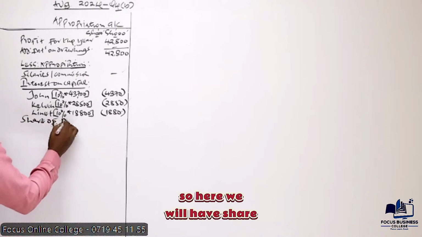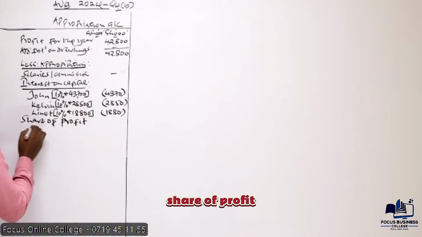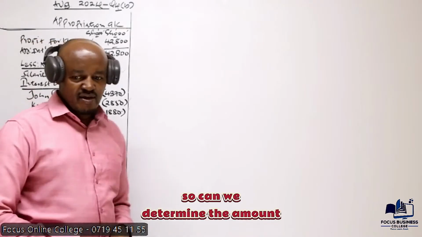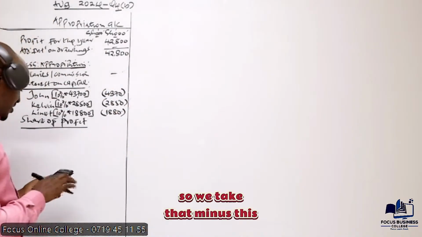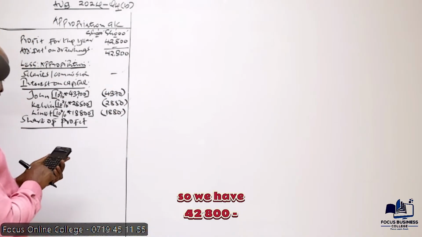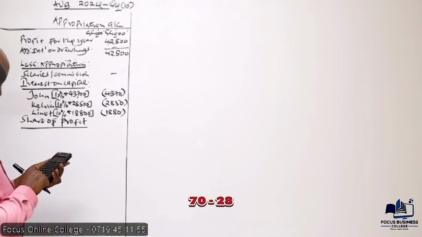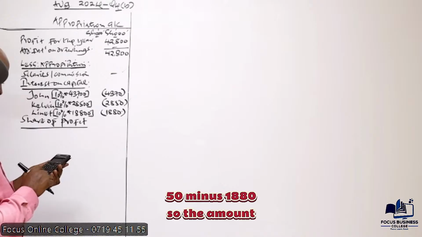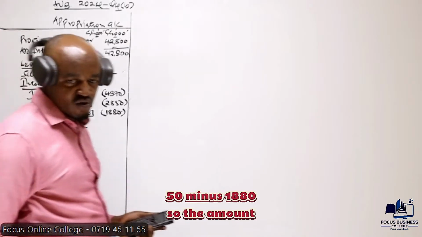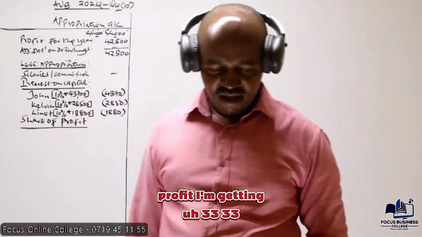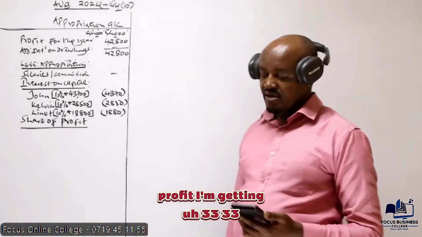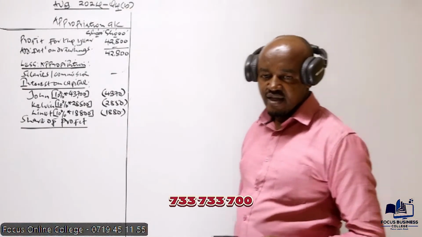So here we will have share of profit. Can we determine the amount to be shared as profit? We take that minus the interest on capital: 42,800 minus 4,370 minus 2,850 minus 1,880. So the amount to be shared as profit, I'm getting 33,700.